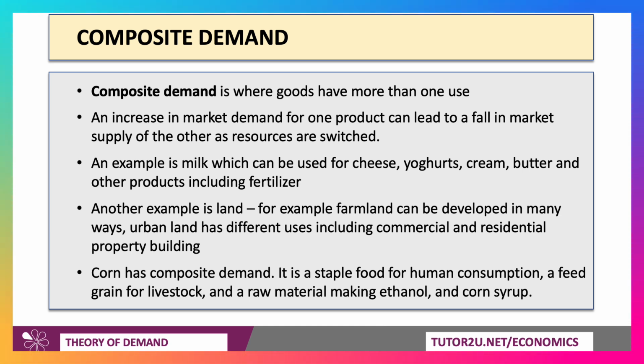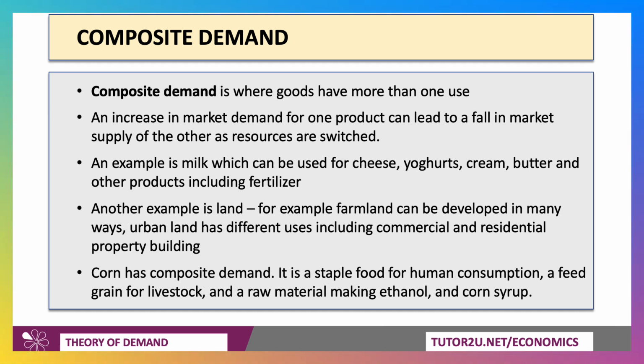Land can be developed in many ways. Urban land has different uses from commercial and residential property. Corn has a composite demand. It's a staple food for human consumption. It's a feed grain for livestock and a raw material for making ethanol and corn syrup.